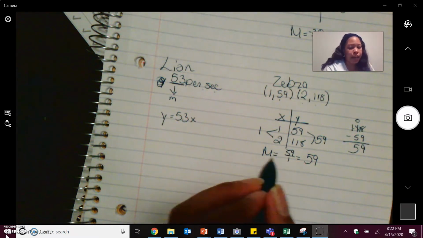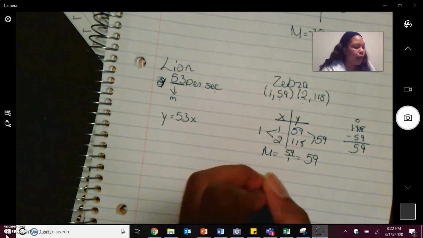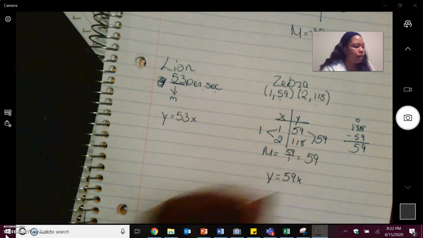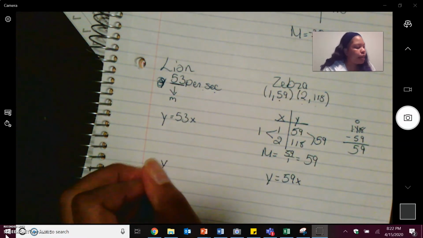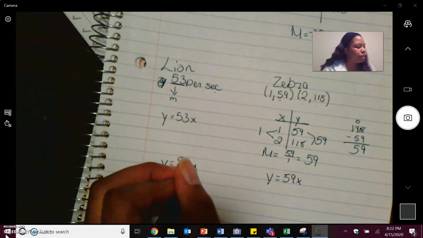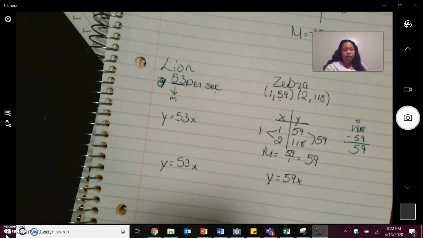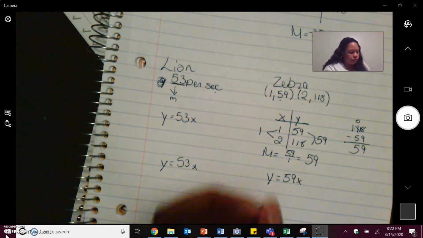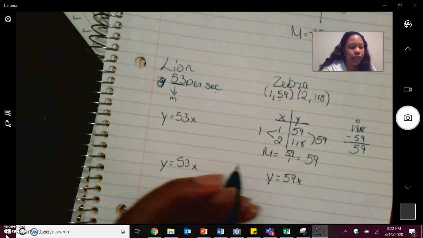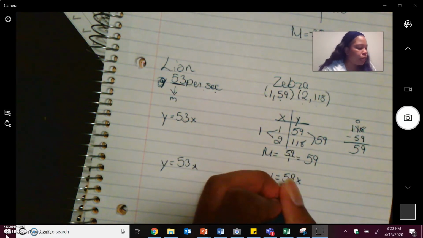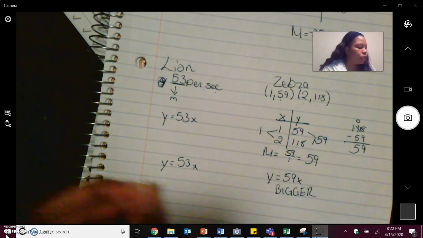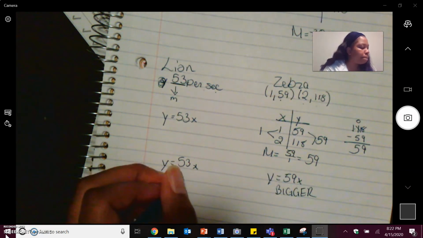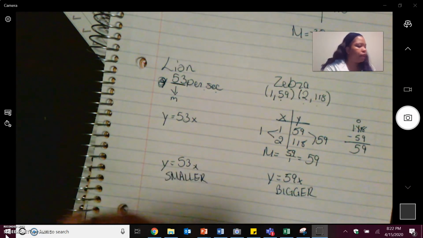So now let's do that. If m is 59, that means y equals 59x. So the lion was y equals 53x. The zebra was y equals 59x. Well, which one is bigger? To compare them, all I'm doing is that. Comparing. This one's bigger. This one is smaller. Easy peasy.